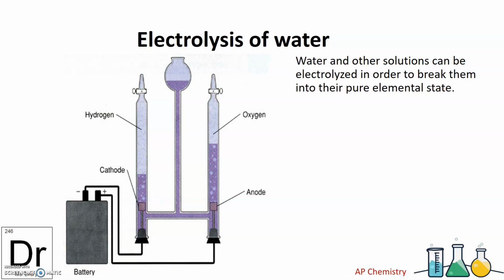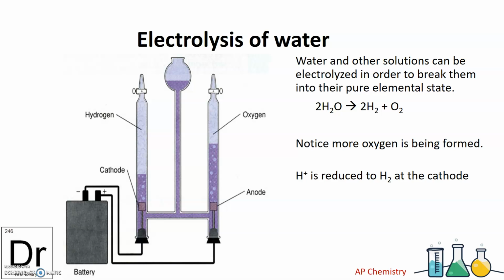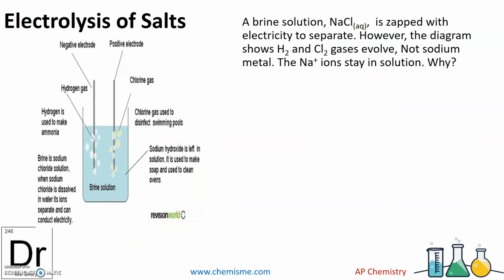Again, electrolysis can be used for separation of particles, for example, water. Water and other solutions can be electrolyzed, and they break into their pure elemental states. So, for example, if you put water into this electrolysis chamber, it's set up to a battery. The battery tells you that's electrolysis, it required energy. Notice that more hydrogen is being formed than oxygen, and that's because there's 2 H's for every O in water. H plus is being reduced to H2, and that would be the cathode. Notice the cathode is hooked up to the negative battery. And oxide is turning to oxygen, and it's oxidized at the anode, but again, the anode is connected to the positive part of the battery.